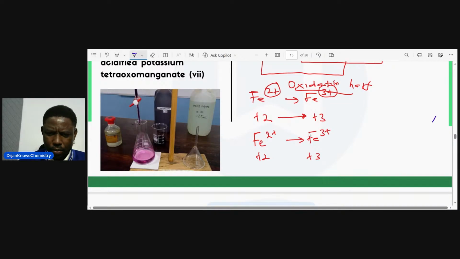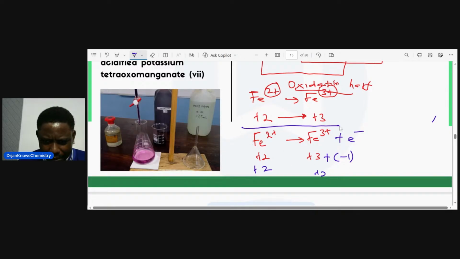So we are adding the electron to this place. How do I know? Plus 2, plus 3, then you add 1. It's like you're adding 1 electron. So at the end of the day, we have plus 2 and plus 2. That shows this is balanced. So this is the balanced oxidation half.